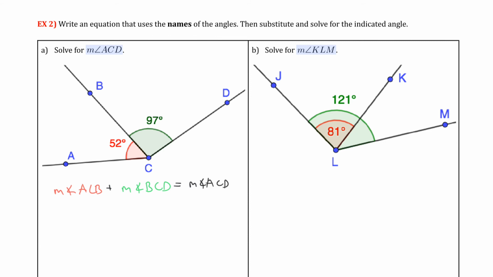And then once I have this equation, all I need to do now is substitute in. The measure of angle ACB is 52 degrees, plus the measure of angle BCD is 97 degrees. And this is all equal to the measure of angle ACD, which is what we're trying to find. 52 plus 97 is going to give me 149 degrees. And that is the measure of angle ACD.